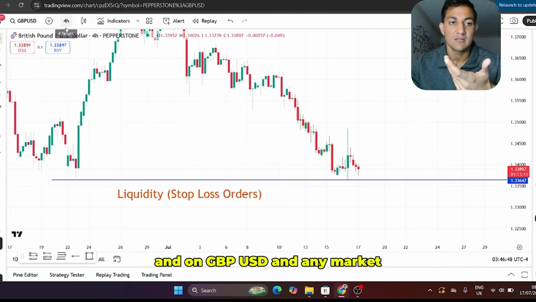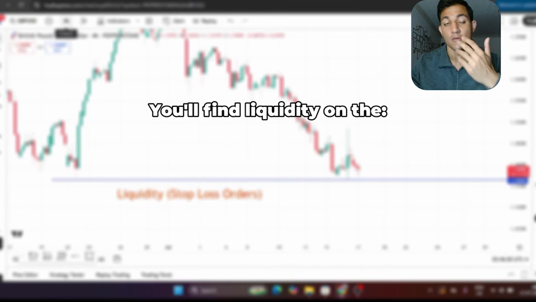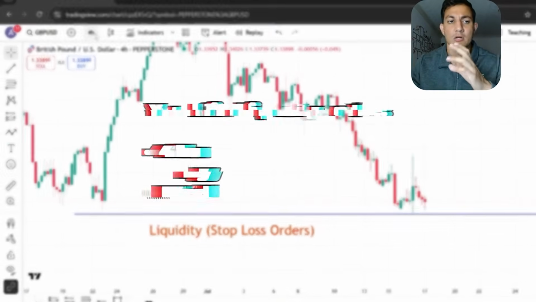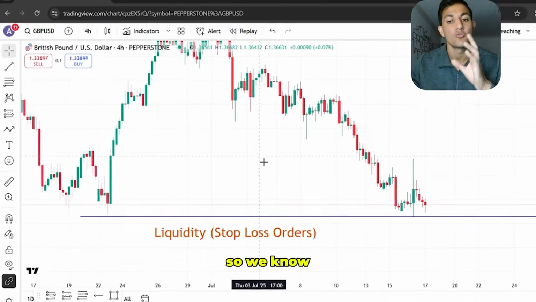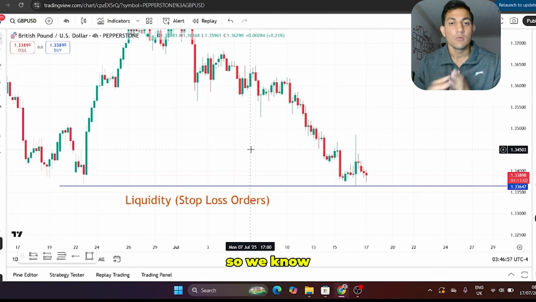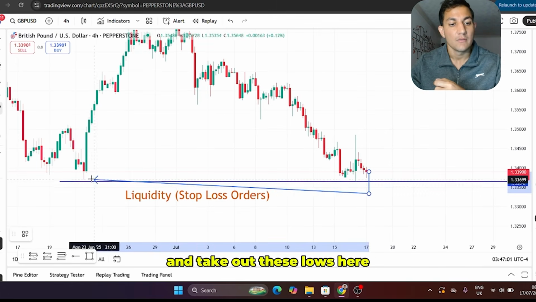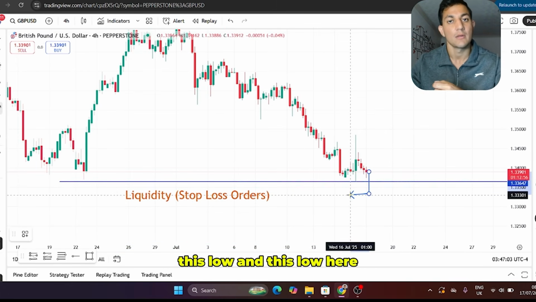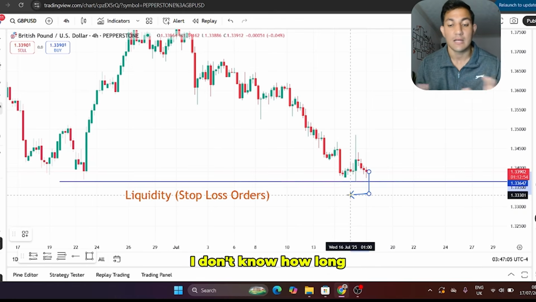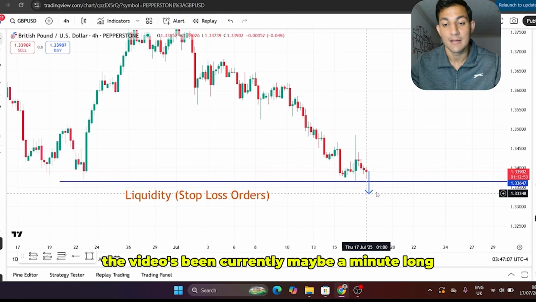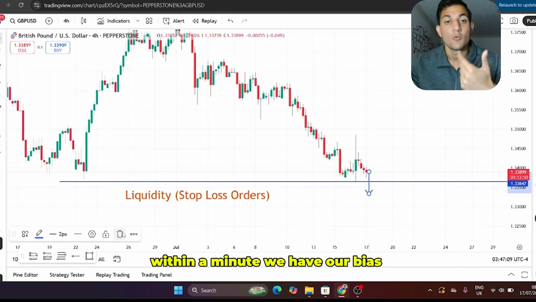And on GBP USD and any market, you're going to find that on the 4-hour, daily, and weekly. But the 4-hour chart tells you everything that you need to know. So we know it's very likely that price is going to come down and take out these lows here, this low and this low here. Right away, we have our bias. I don't know how long the video's been currently, maybe a minute long. Within a minute, we have our bias, right?